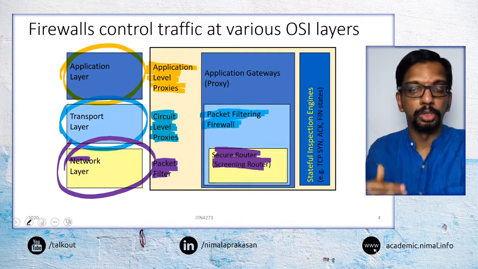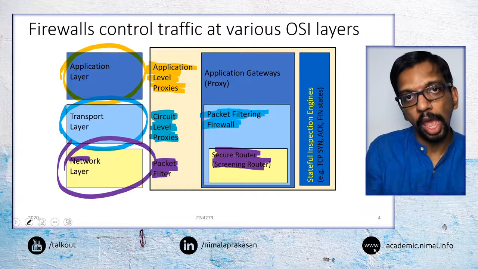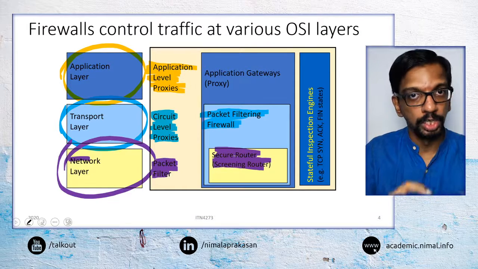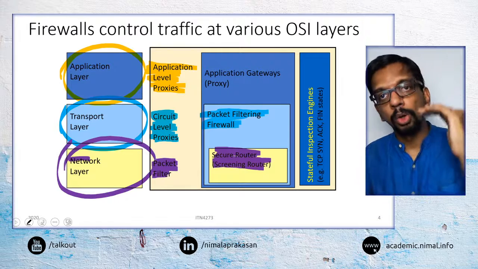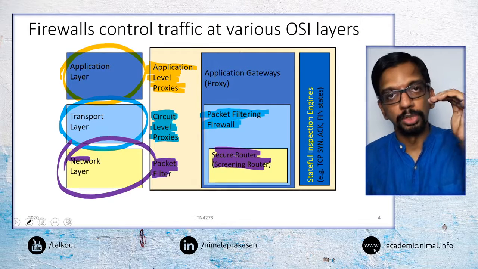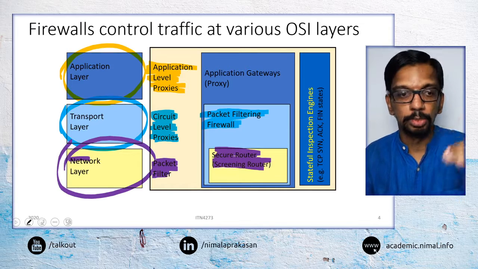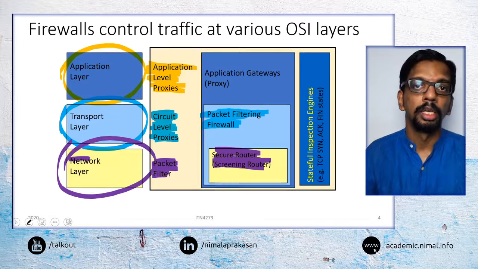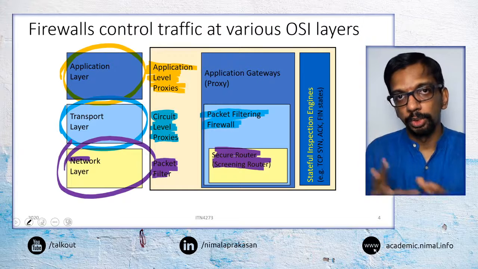So what we would do is, these firewalls will not just operate on a single layer model. They will do different things at different OSI layers. They will do certain things at the application layer level, certain things at the transport layer level, and certain things at the network layer level. So that is also something that you need to remember.